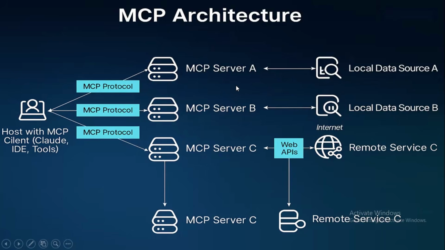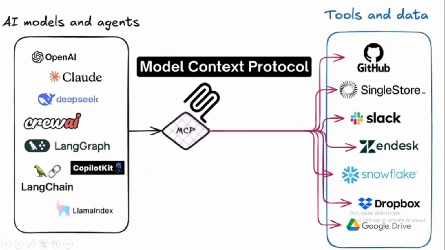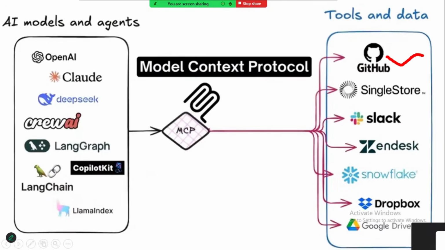Let's try to understand which types of MCP servers are available in the market. Yes, definitely you can create your own MCP server. As part of this workshop, we are going to create our own MCP server. But some default providers are also there in the market. They have provided MCP servers. You can check here: GitHub provided an MCP server, SingleStore, Slack, LlamaIndex, Snowflake, Dropbox, Google Drive. Such kinds of MCP servers are also there.